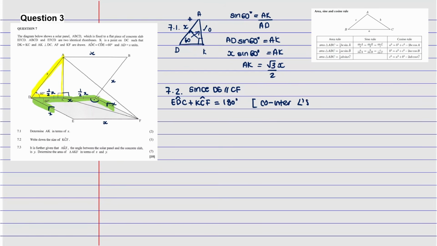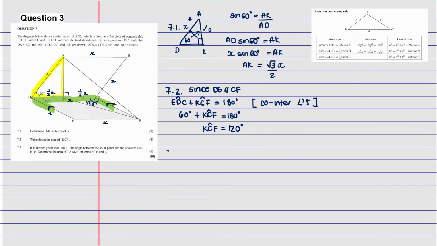Okay, interior angles are supplementary, meaning they add up to 180 degrees, right? So this is going to be 60, plus what we want, which is KCF, equals 180 degrees. Take the 60 to the other side: KCF is equal to 180 minus 60, which is going to give you 120 degrees. So we have that as 120 degrees, right? So we sorted with that one.